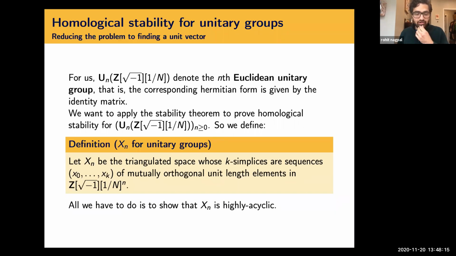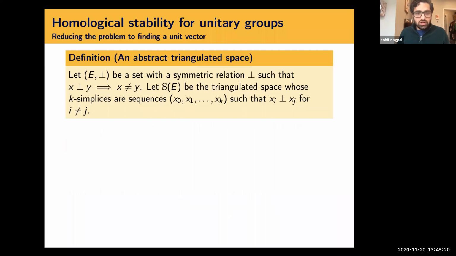Okay, so now let's see how to do that. To do that, I'm going to talk about general strategy. The general strategy says that if you have some sort of orthogonality relation, which I'm just assuming is a symmetric relation satisfying x perp y implies x not equal to y, right? That's all we need for this relation.